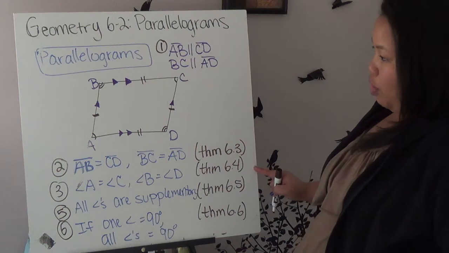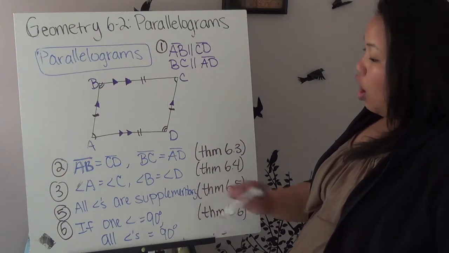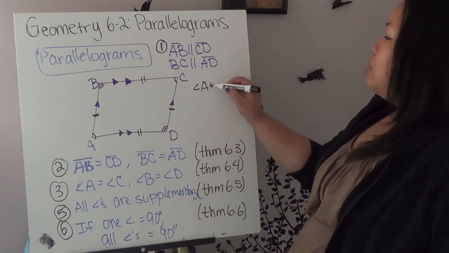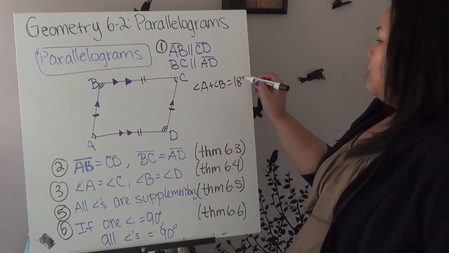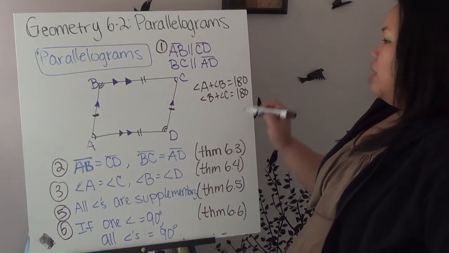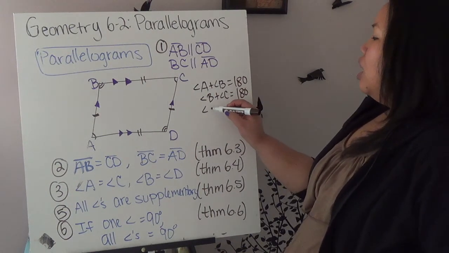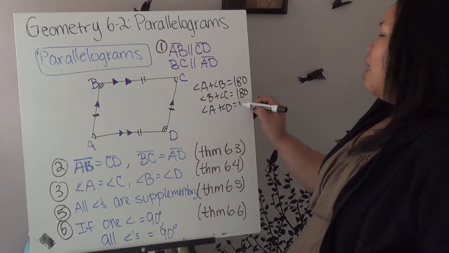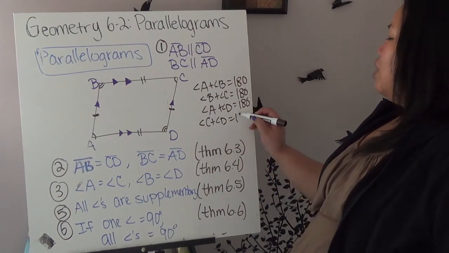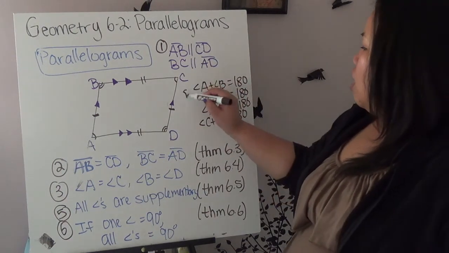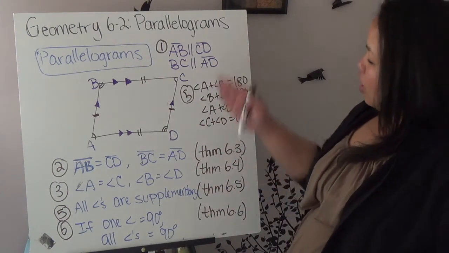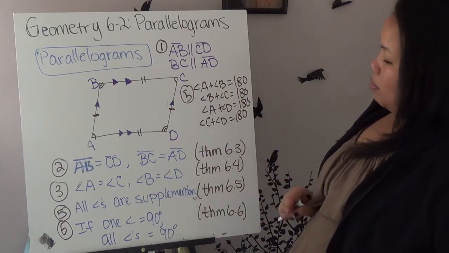That's theorem 6.4. It also tells me that all angles are supplementary. So that means if I do angle A plus angle B, I get 180, supplementary. If I do angle B plus angle C, I get 180. If I do angle A plus angle D, I get again 180, and so on and so forth. And angle C plus angle D equals 180. So this is theorem 6.5. Not all angles added together, but any pair of angles are supplementary.